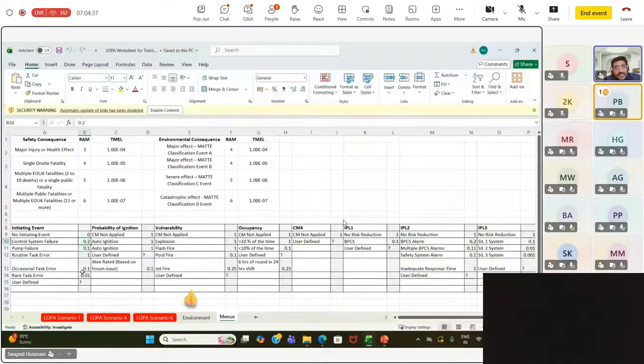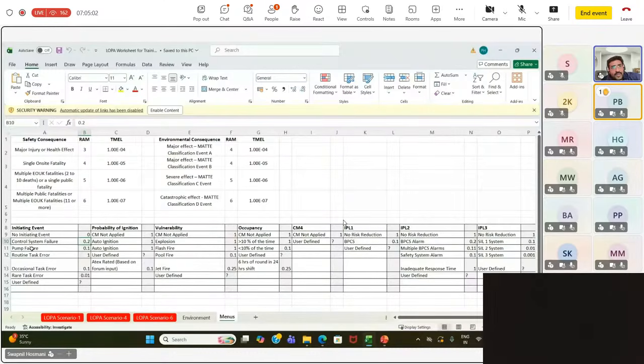Now there are certain events which are rare task errors. Maybe like on a PSV, you do cold differential testing after a certain time, or you do performance testing or auditability testing, or any kind of testing. So that is once in maybe 2 years or once in 5 years, which is an infrequent event. In those cases, you consider it as a rare task with a lesser probability of initiating, as 0.01. So these are well defined.